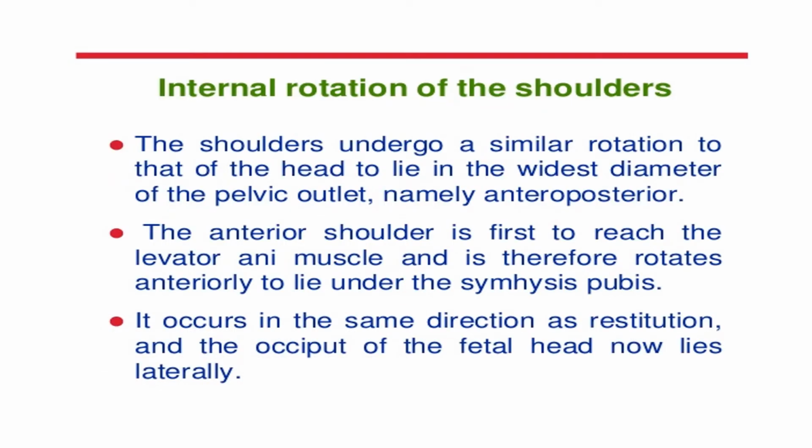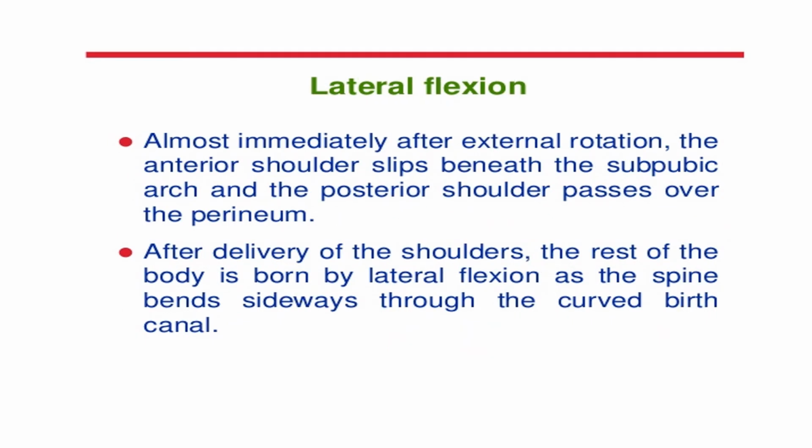Next is internal rotation of the shoulder. Here also, after the delivery of the head, the shoulder will come to the pelvic floor and will start to meet the resistance of the pelvic floor. So this also will rotate. The shoulder will be entering in the same oblique diameter. This will rotate 1/8 of the circle, and this also will come under the symphysis pubis. So the shoulder, from the oblique diameter, will come to the anterior posterior diameter of the pelvis. After the internal rotation, the biacromial diameter will be in the anterior posterior diameter of the pelvis. Next is lateral flexion.